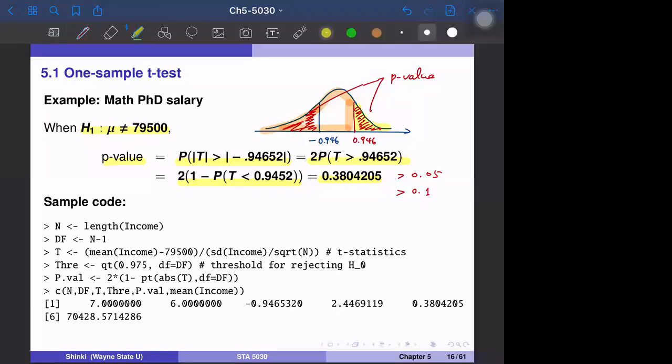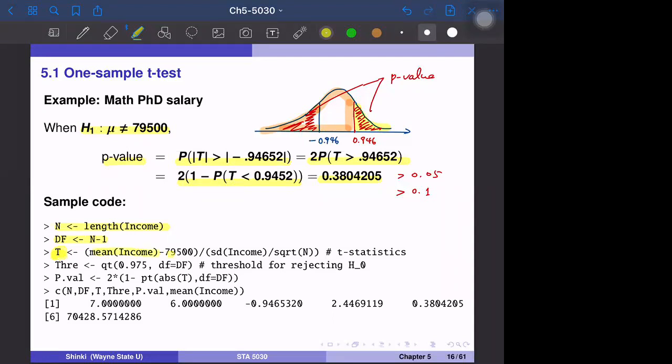And below is the sample R code. We calculate the sample size first by the length function, and the df is n-1, and capital T is the test statistic. Actually, this is not recommended, because capital T is sometimes reserved as the true value. So maybe we should say capital T1 or something. Then it avoids more errors.